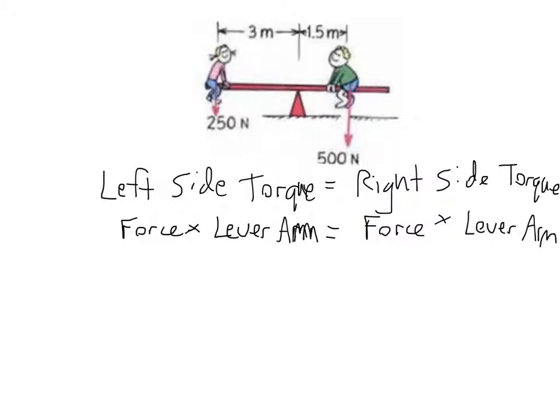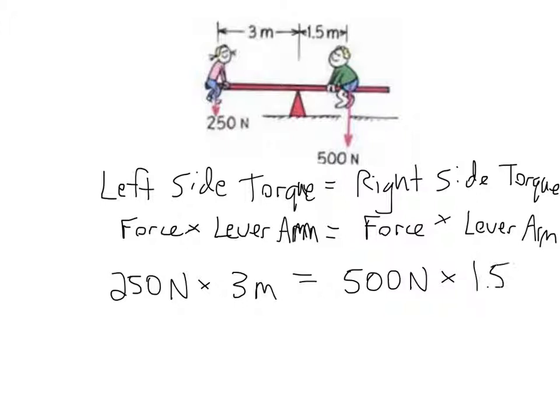Let's see if that checks out in this problem. In the diagram, they're indicating the weight in newtons, that's a force, for the girl. And they're also indicating the distance that she's sitting from the pivot point, 3 meters. So 250 newtons, the force, times a lever arm length of 3 meters. On the right side, they're telling us the force due to gravity, or weight, of the boy is 500 newtons. And they're indicating a lever arm length of 1.5 meters. So the boy is sitting 1.5 meters from the pivot point, and the girl sitting twice as far away at 3 meters.